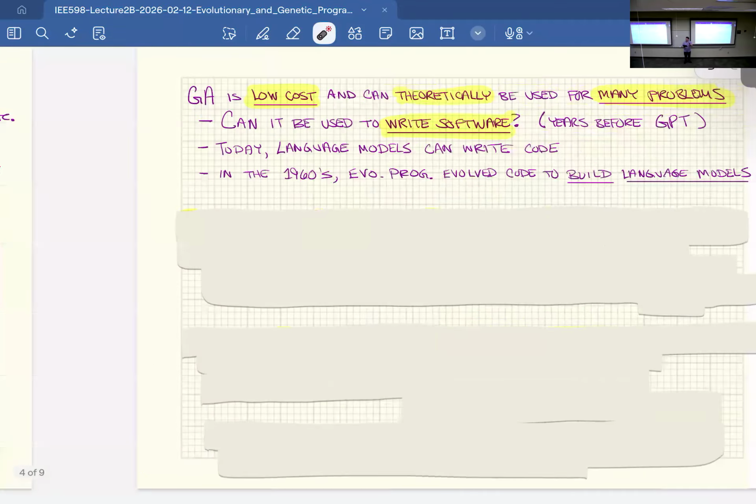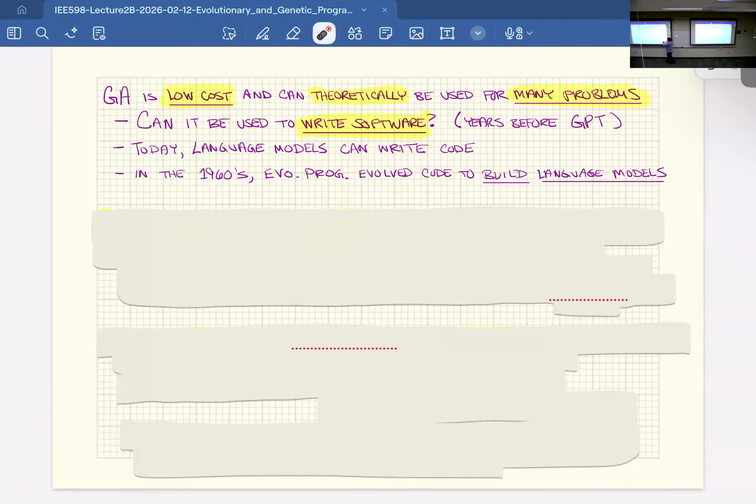Okay, so pivoting off of that, the GA is, like I said, low cost per iteration, and theoretically can be used for many problems. One of the questions is, can it write software? I know nowadays we've got large language models that can write software for you because they've been pre-trained with these patterns, and that's fine.